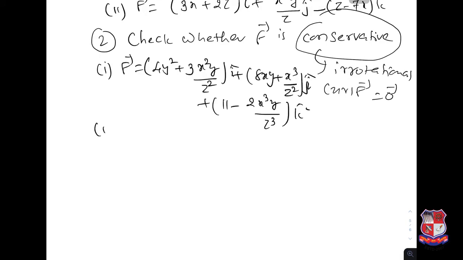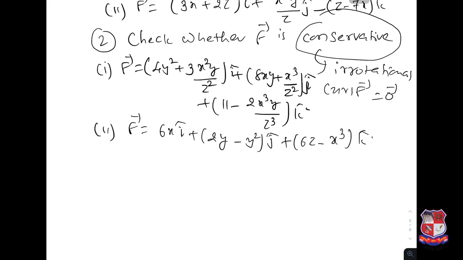And second, f is 6x i plus 2y minus y square j plus 6z minus x cube k.